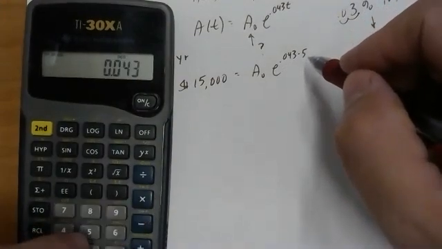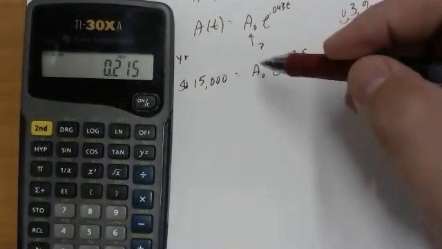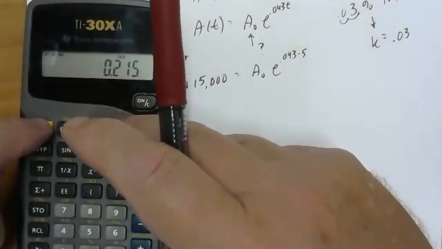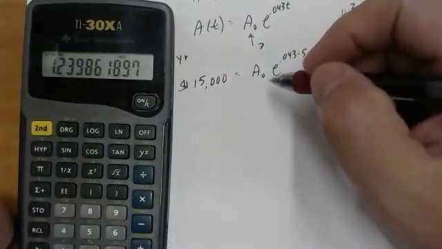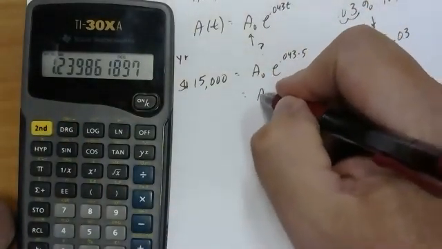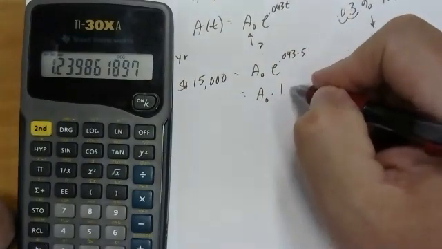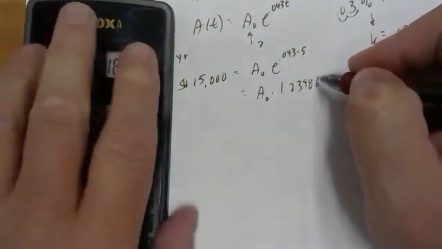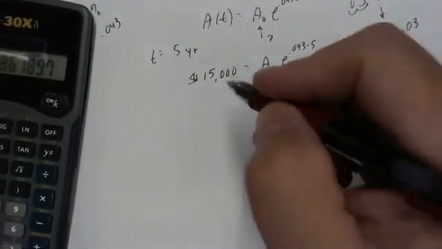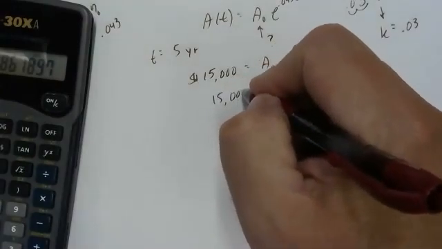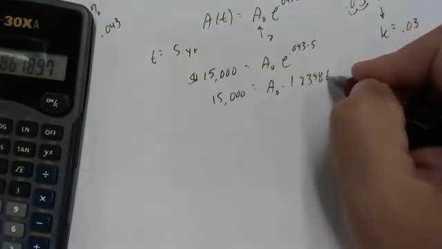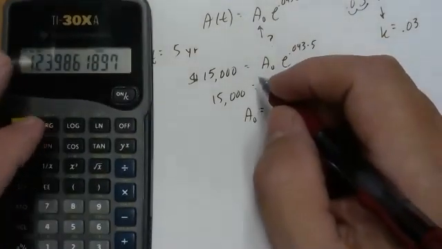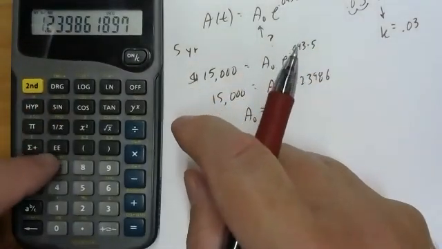0.043 times 5 equals. Then I need to take that as an exponent. So this is 1.23986. If I want to solve for A naught, I'm going to take 15,000 divided by this. And when you do that, I can do that quickly on my calculator.